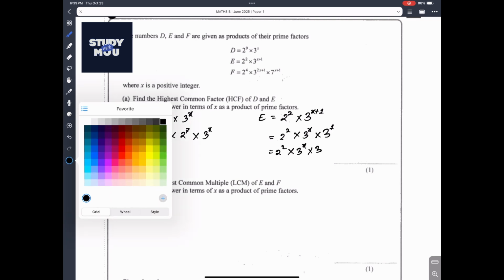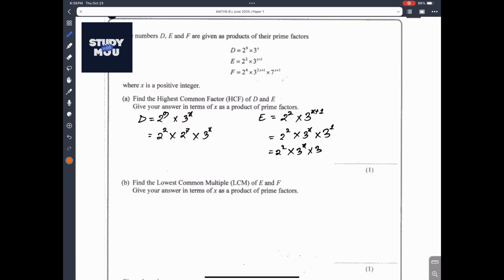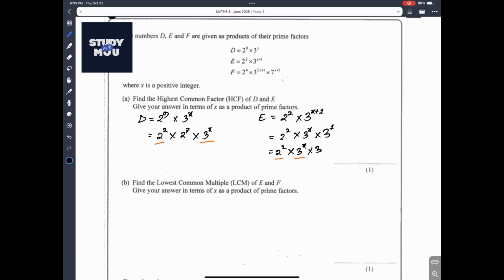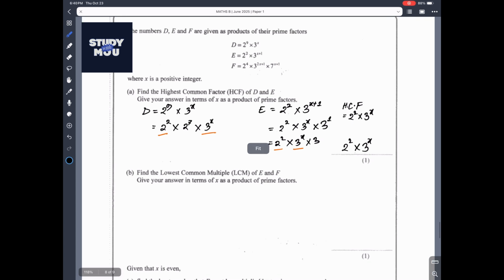Here we have 2 squared is common, 3 to the power x is common. So for the HCF, we already found HCF is equal to 2 squared multiply 3 to the power x. So the answer is 2 squared multiply 3 to the power x. This is the HCF. We are done with 10a. Let's go to 10b.